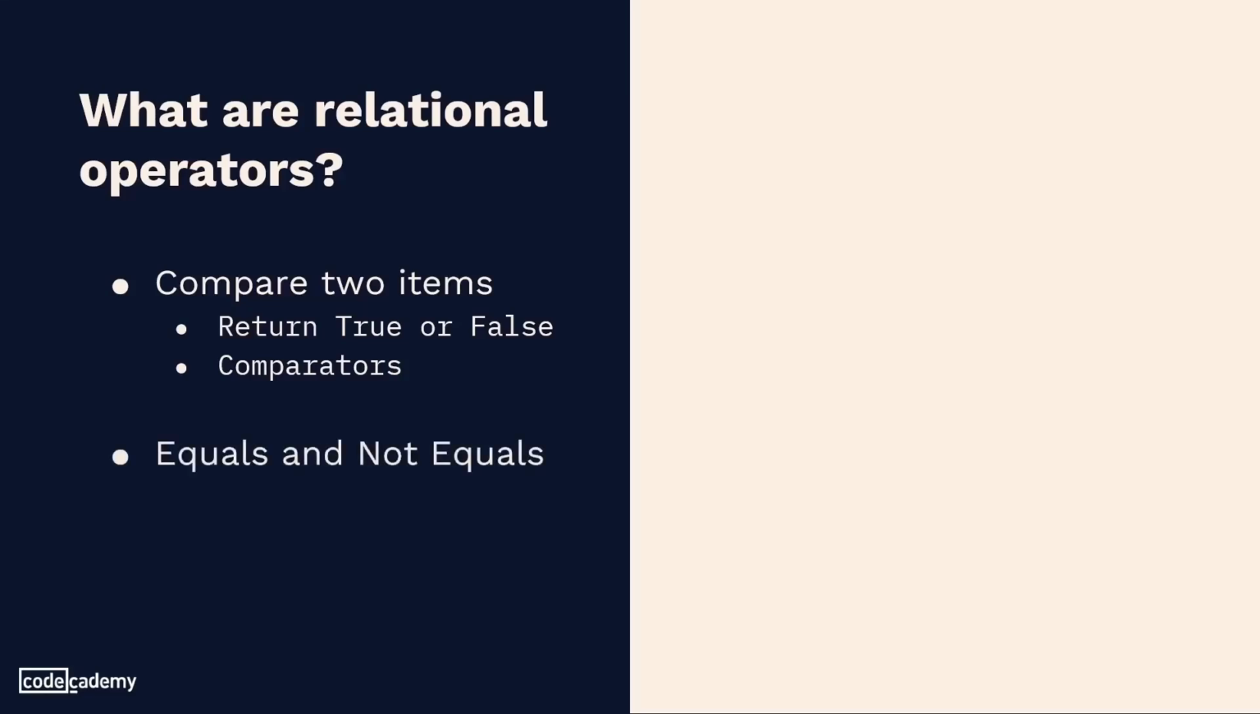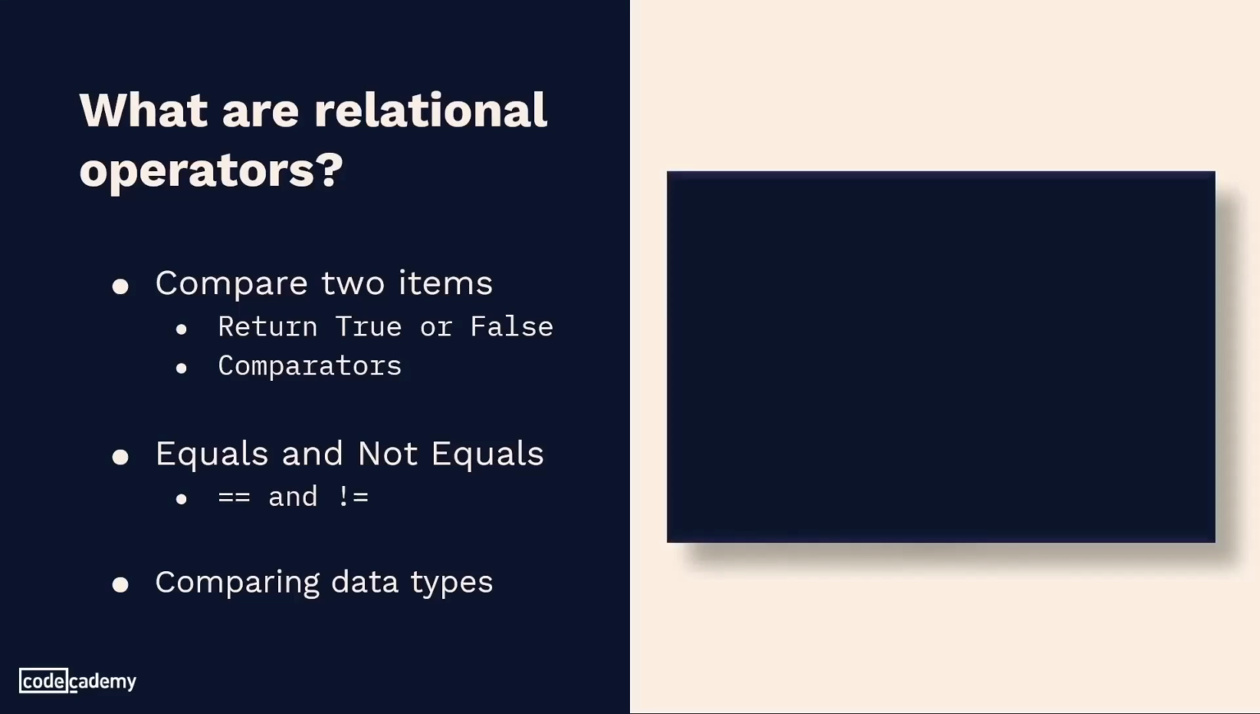Two of the main relational operators are equals and not equals. These use double equal signs and an exclamation point followed by an equal sign. One of the common use cases is not only to compare values, but also to compare data types. Double equals will test if the data types are the same, then if the values are the same. Let's take a look at some examples on the right.